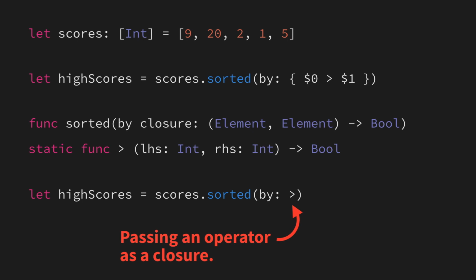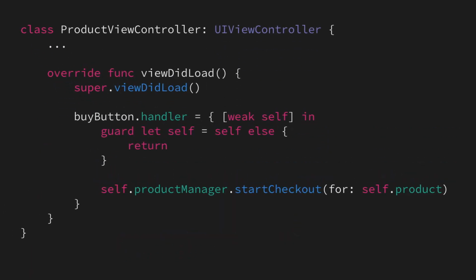Now finally, let's take a look at a slightly more sophisticated example. Here we're building a product view controller within an iOS app, which has a buy button, which has a closure-based API. Now when we are assigning a handler closure to our buy button, we need to perform this weak self dance. We have to pass weak self in and then use the guard statement to check whether self is really there before we start accessing its properties.